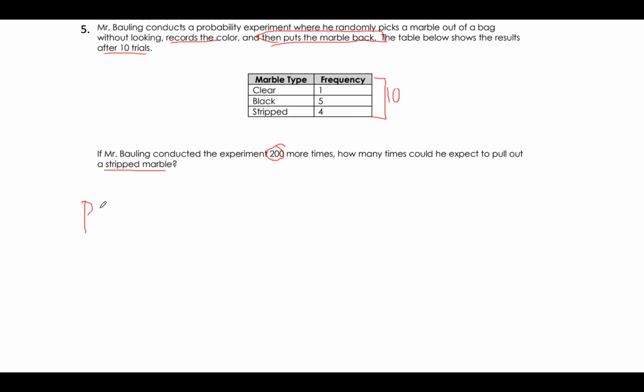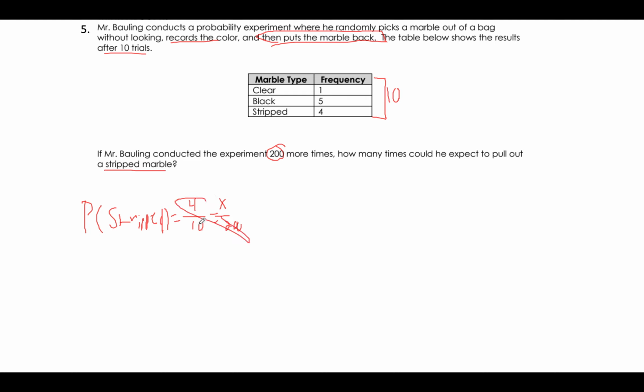So our probability of stripped, I don't know what stripped is. I think they meant striped, but maybe it has a certain texture to it. Stripped is going to be, we had 4 times pulling out that kind of marble over 10. It's going to be x over 200. Now I know that some people are going to read this and think it's going to be 210 because it was 200 more times. How many times do you expect to pull out the stripped marble? I'm going to keep it at 200 because it's within the 200 more times. How many times are you going to pull out that type of marble? So we're going to let that as 200 and not 210 for anyone who may be confused about that.